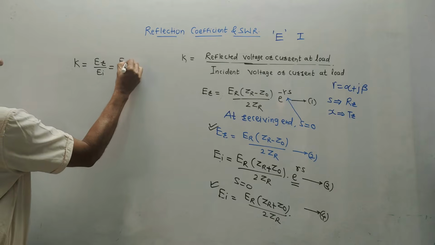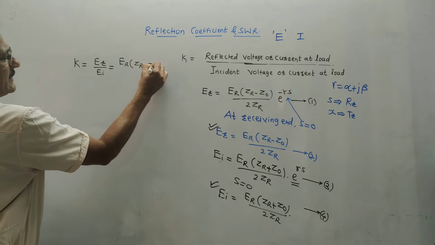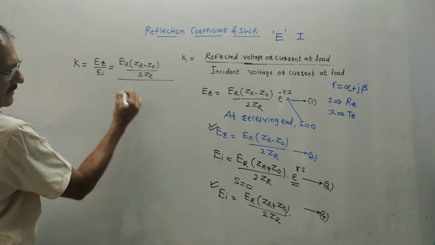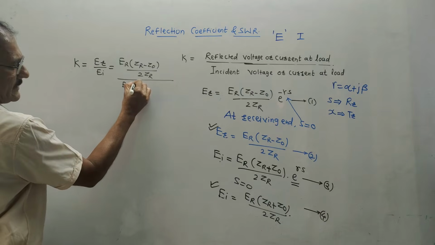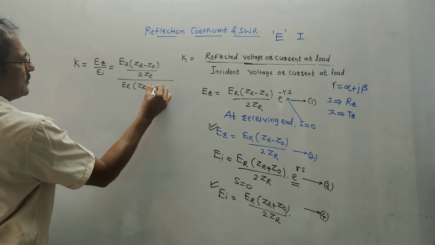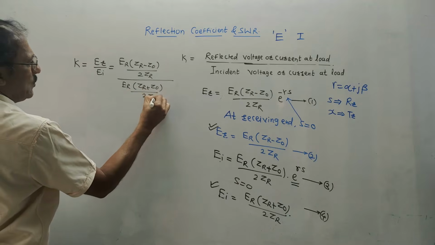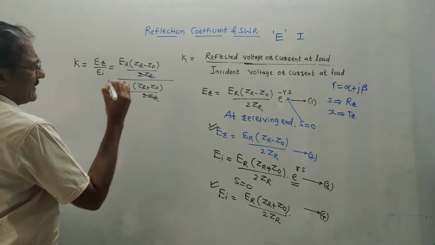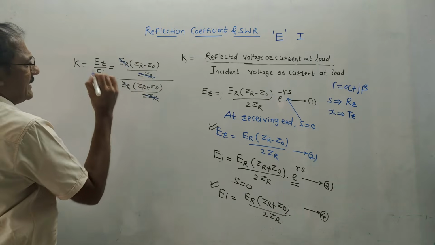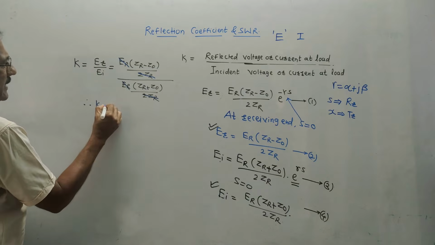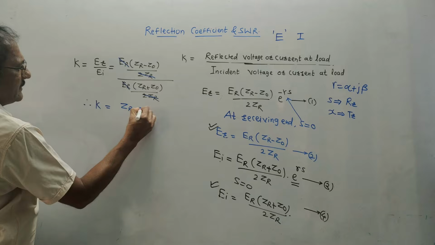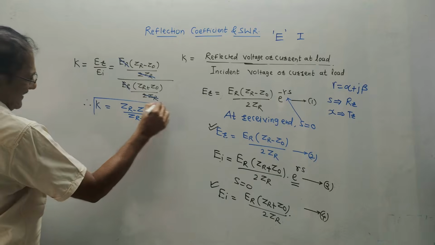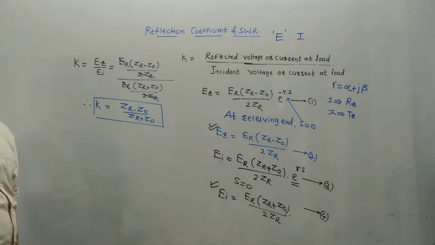So this can be written as ER (ZR minus Z0) upon 2ZR divided by equation 4, which is ER (ZR plus Z0) upon 2ZR. Now the remaining part: this 2ZR gets cancelled. Similarly, ER and ER get cancelled. So the answer of K will be (ZR minus Z0) upon (ZR plus Z0). So this is the final equation of reflection coefficient.